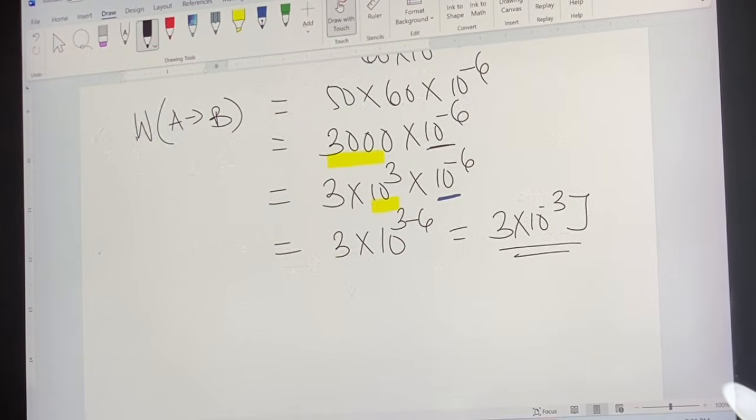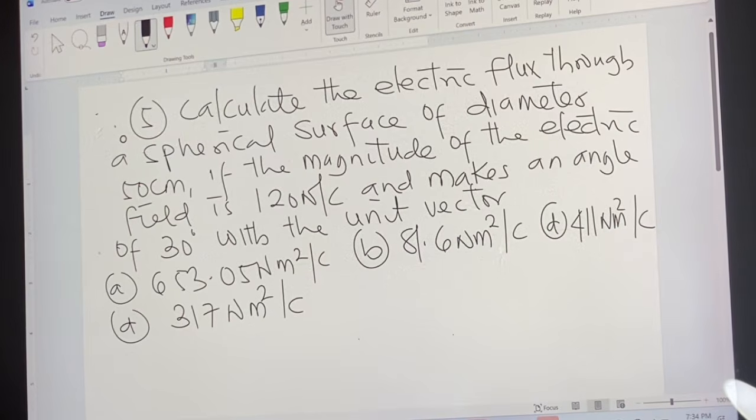Let's solve the next question, question 5. Question 5 said, calculate the electric flux through a spherical surface of diameter 50 cm if the magnitude of the electric field is 120 Newton per coulomb and makes an angle of 30 degrees with the unit vector.